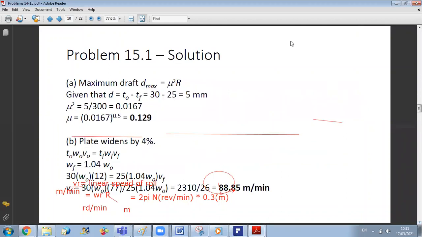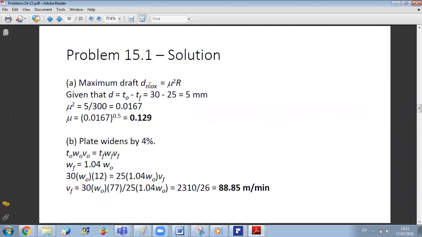So to start with, I got the maximum draft is mu squared over R. And since I know that the draft should be 5 millimeters, and I want to perform this draft in one pass, then the minimum coefficient of friction required will be 5 over the radius, with D in millimeters and R in millimeters. Millimeters will simplify. I get the value of my minimum friction coefficient.